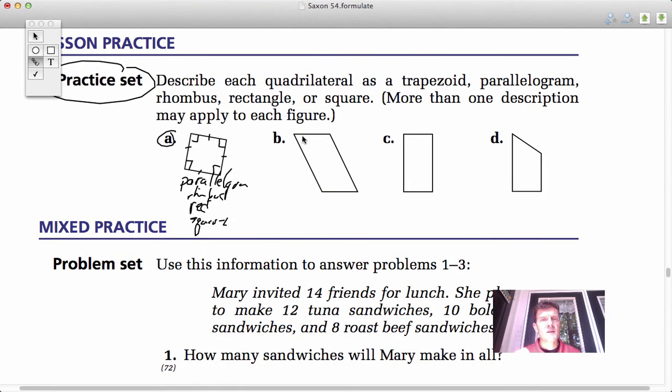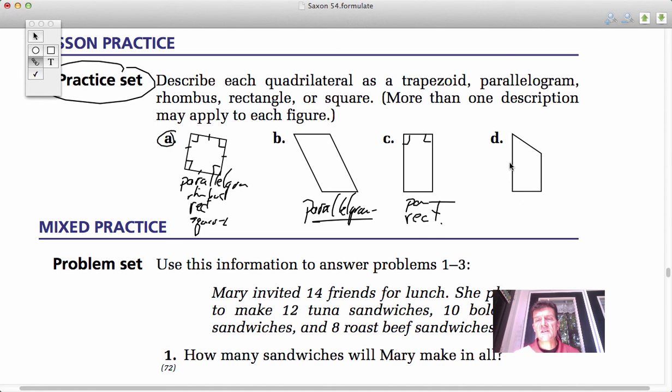B, the angles are not 90 degrees, so it can't be a square or rectangle. The sides are not all equal in length, so it can't be a rhombus, but the opposite sides are parallel, so this is a parallelogram. Okay? C, opposite sides are parallel. It's a parallelogram, so you put down parallelogram. And the angles look like they're 90 degrees, so it's going to be either rectangle or square. The sides are not all equal in length, so you would just say rectangle.